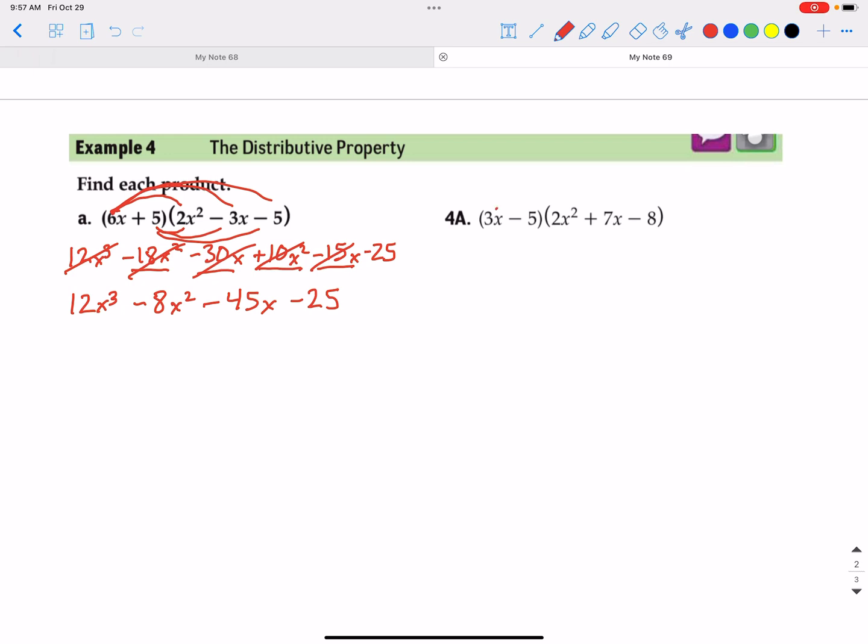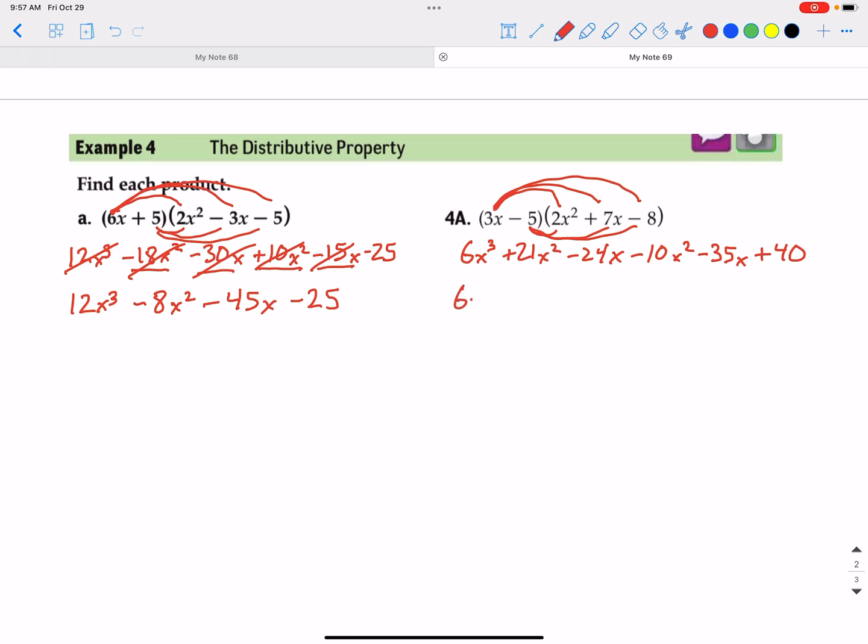One more. 3x times 2x squared is 6x to the third power. 3x times 7x is 21x squared. 3x times negative 8 is negative 24x. And now take negative 5 times 2x squared is negative 10x squared. Negative 5 times 7x is negative 35x. And negative 5 times negative 8, that is positive 40.